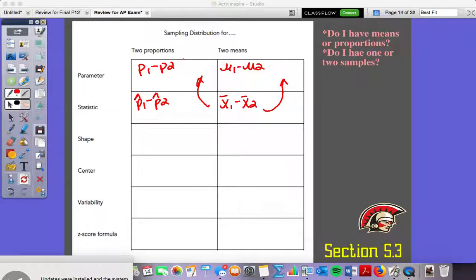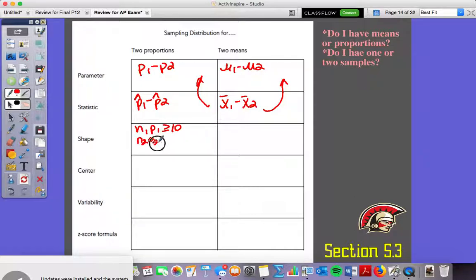All right. So as we go towards the shape, what we've got here is we've got two different types. Usually it's n times p is greater than or equal to 10. It's n1 p1 is greater than or equal to 10, and n2 p2 is greater than or equal to 10. Over here, though, you've got to do n1 times 1 minus p1 is greater than or equal to 10, and n2 times 1 minus p2 is greater than or equal to 10, okay? Law of large counts. Got to do it for both.